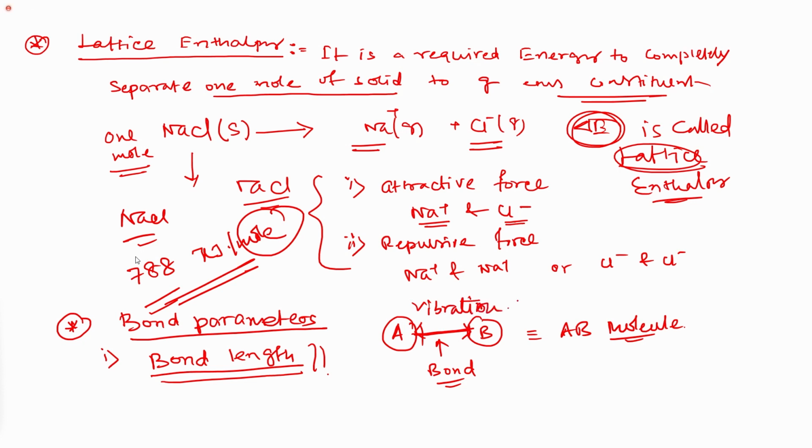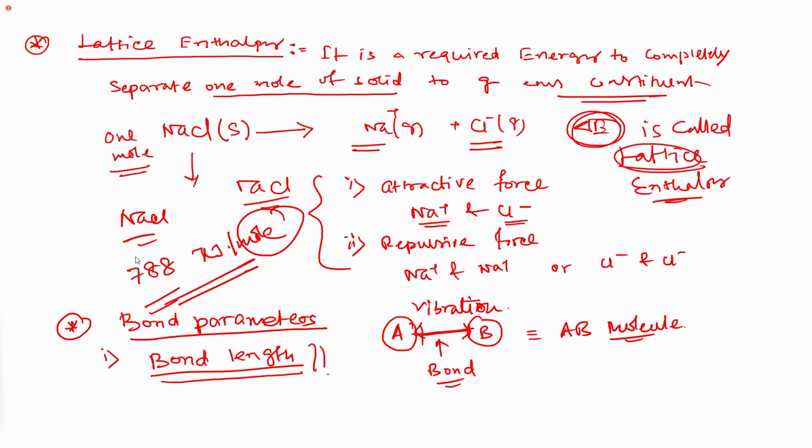Vibration is always there between the A and the B atoms. Due to the presence of that vibration, the bond length is not fixed, because it vibrates like a spring. Sometimes the bond length is greater, sometimes it is lower, because of the presence of the vibration.